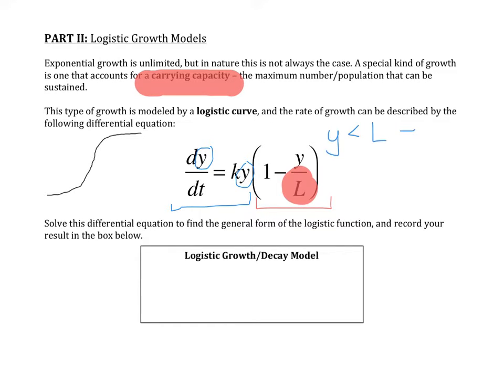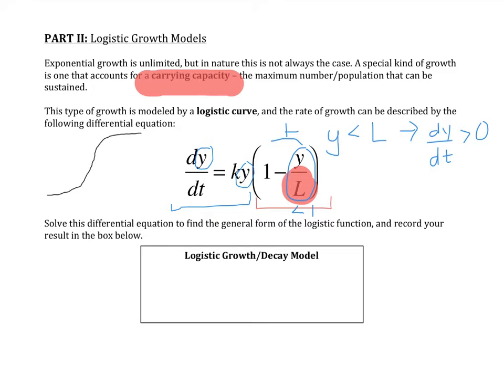All right, if y is less than L, if your population is less than your carrying capacity, well then that means that this term is going to be less than 1. Therefore, 1 minus that will be positive, right? Therefore, dy/dt is positive. So I'm going to write that down. And if dy/dt is positive, that means your rate is positive, so your population will grow.